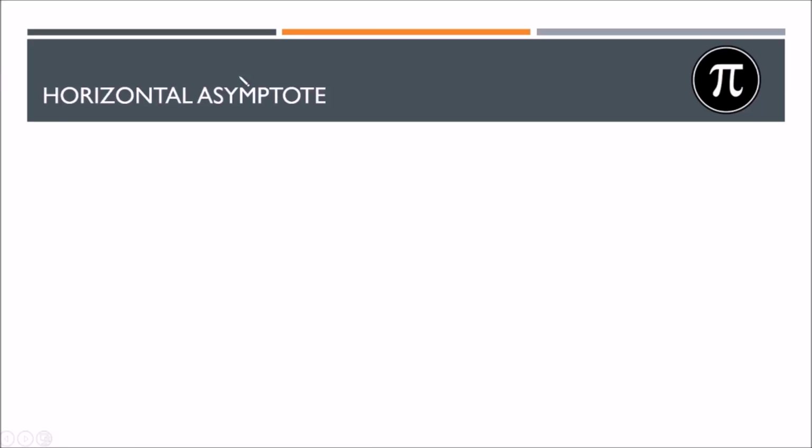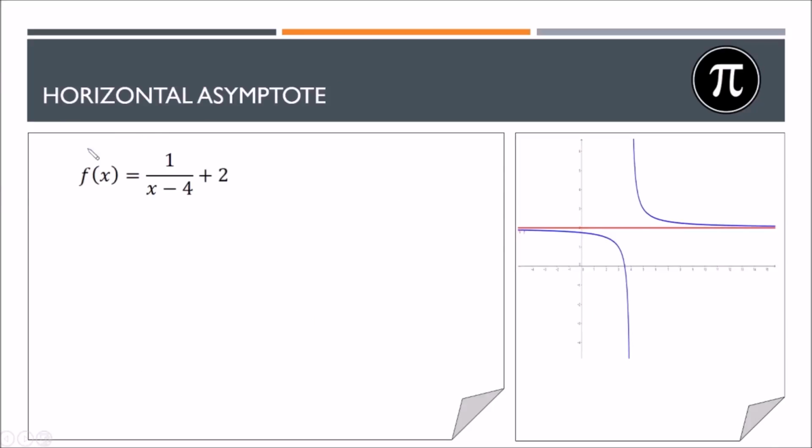Next we have a look at the horizontal asymptote. We have the same function given by f(x) = 1/(x-4) + 2. To get the horizontal asymptote we have to calculate the limits to positive and negative infinity. If x tends to infinity, the denominator tends to infinity and the fraction tends to 0. So the limit to positive infinity is 2.